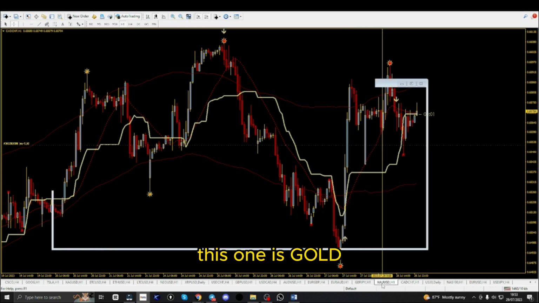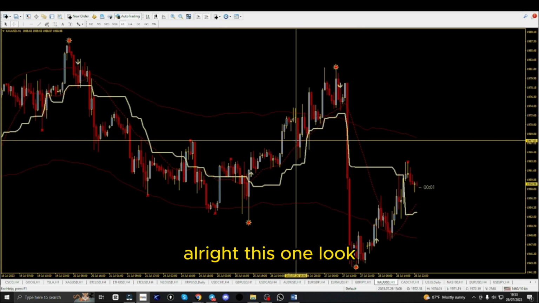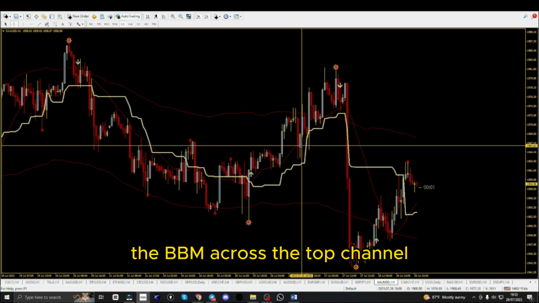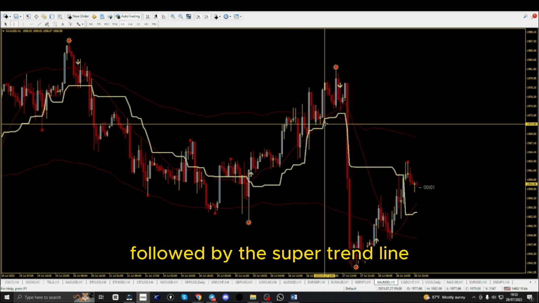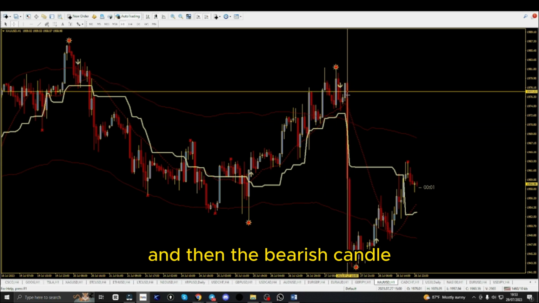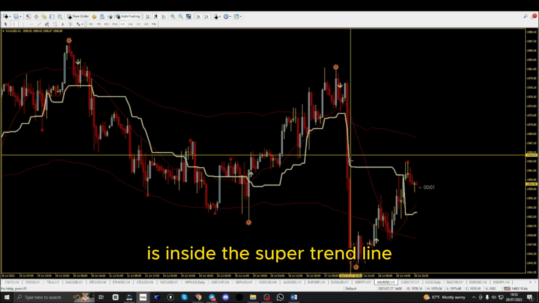This one is gold. Look at this one. The BBMA crossed the top channel followed by the super trend line, and then the bearish candle is inside the super trend line.